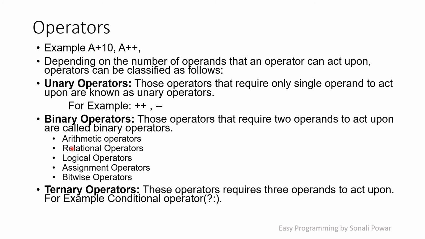Like that there are arithmetic operators, relational operators, logical operators, assignment operators, and bitwise operators. These are called binary operators because they require two operands. Next one is ternary operators. Ternary operators require three operands. For example, the conditional operator is called a ternary operator.